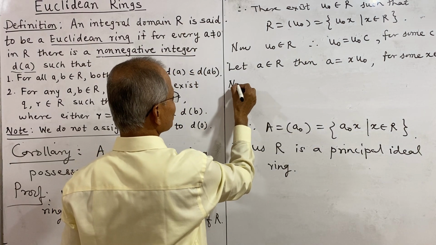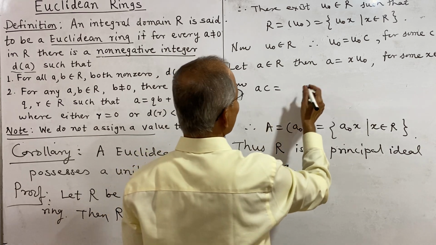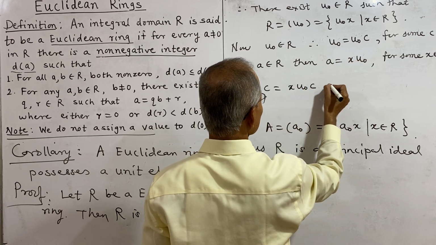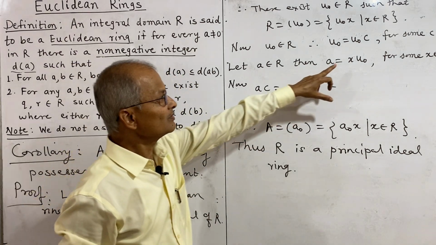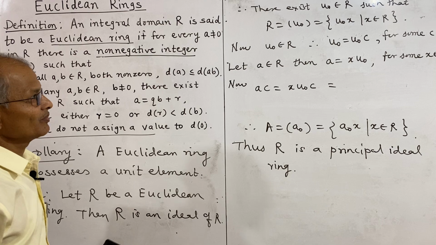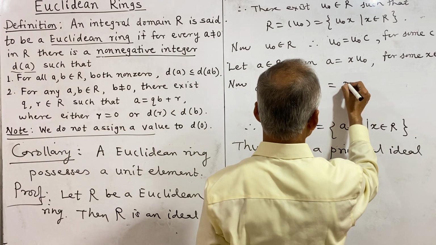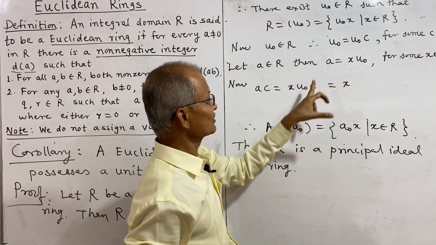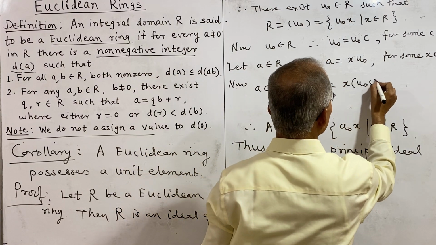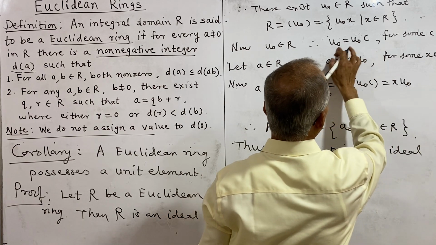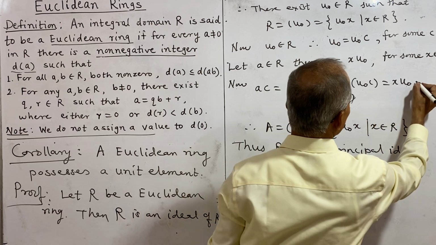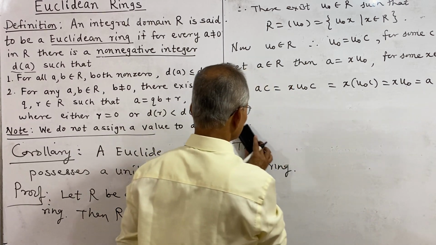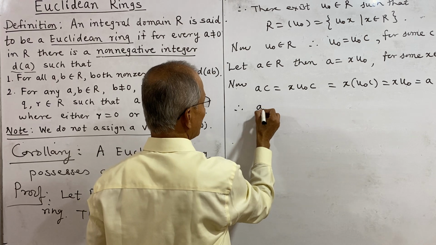Now what is aC? Here a is x U naught, and we can write aC as x U naught into C. Now what is U naught C? U naught C is again U naught. So by associative property we can write x times U naught C, and this is x U naught again, but what is x U naught? That is a. Thus what we have is aC is equal to a, and therefore aC is equal to a.